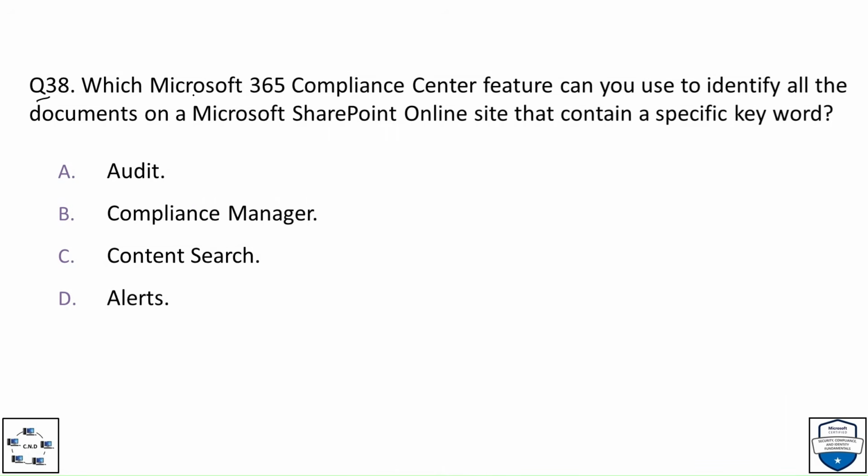Question number 38. Which Microsoft 365 Compliance Center feature can you use to identify all the documents on a Microsoft SharePoint Online site that contain a specific keyword? Option A, audit. Option B, compliance manager. Option C, content search. And option D, alerts. And the correct option is option C, content search.